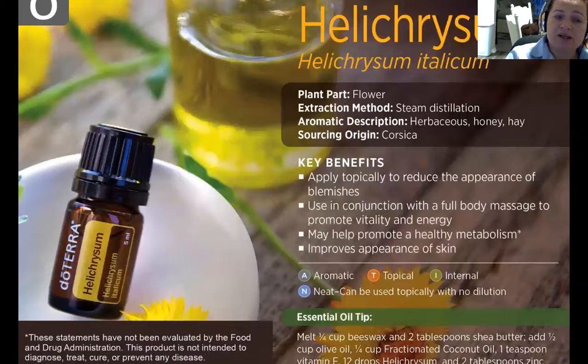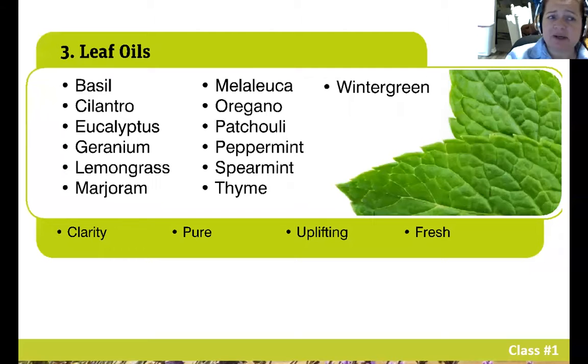I use helichrysum for any cat boo-boo that you can imagine. It works. It supports it greatly. The next category, we have leaf oils, and we have basil, cilantro, eucalyptus, geranium, lemongrass, marjoram, melaleuca, oregano, patchouli, peppermint, spearmint, thyme, and wintergreen. They bring clarity. They're very pure, uplifting, and fresh.